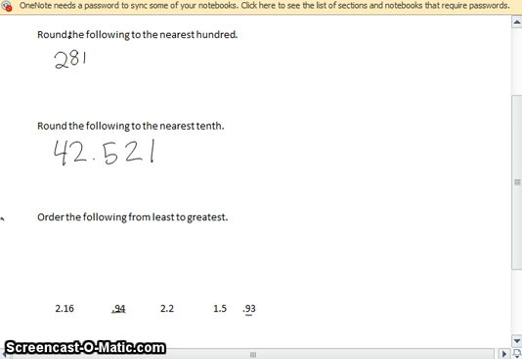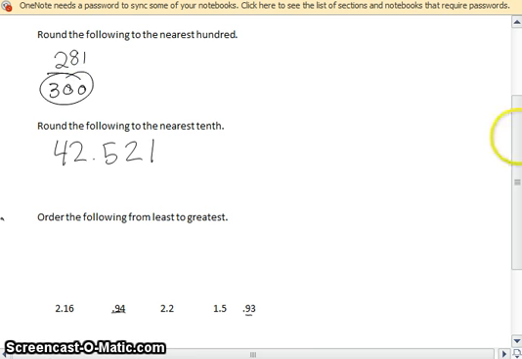So this is the hundred place, and to round this to the nearest hundred you have to look to the number on the right, which is 8. If this number is 5 and above, you would round up. But if this number is 4 and below, then you would keep the number the same. In this case, 8 is 5 and above, so the 2 would become a 3, and 8 and 1 would both become zeros. This means that the answer is 300.